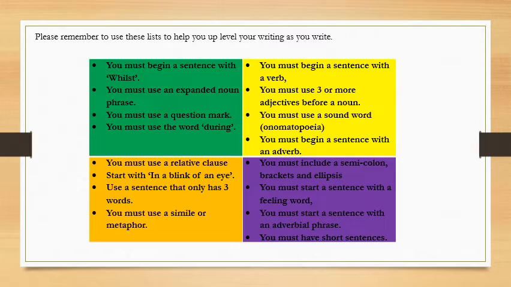Okay, you must use an expanded noun phrase, which we know, remember, is where we are describing a noun and we are extending that description out. You must use a question mark, we know what a question mark is, and you must use the word during. Then we have, you must begin a sentence with a verb. Remember, a verb is an action word. You must use 3 or more adjectives before a noun. You must use a sound word, onomatopoeia.